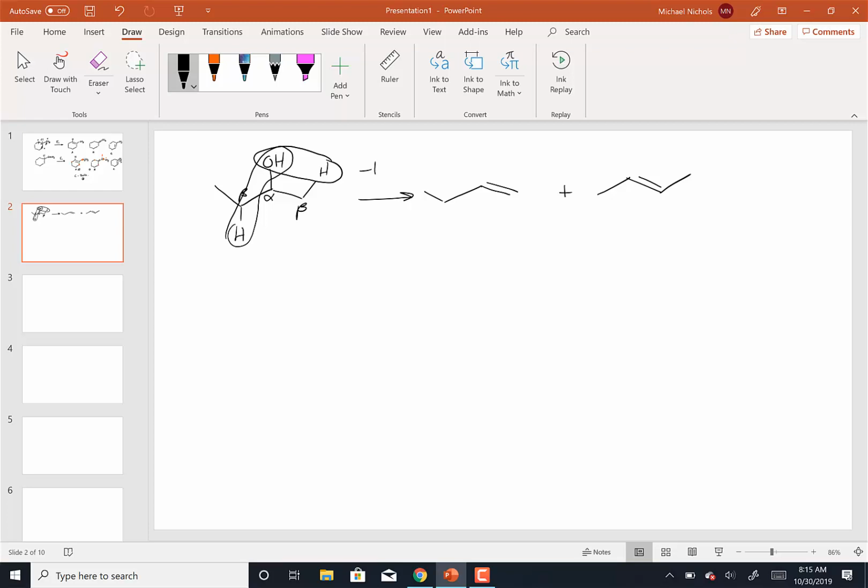So the net result is I'm losing water. That is called dehydration, because I'm dehydrating the molecule. I'm losing water. Okay.